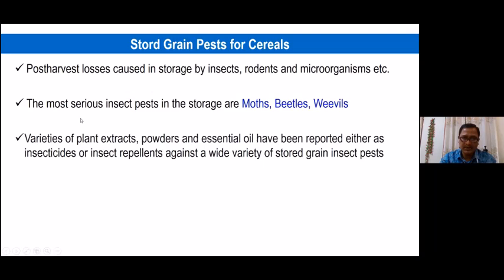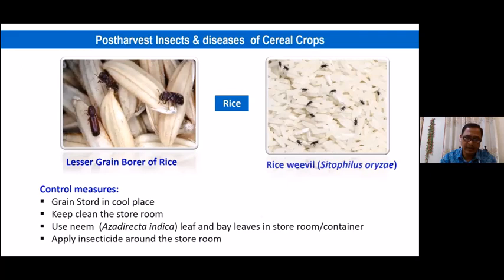Most of the crops are severely affected by mainly storage pests: moth, beetle, and weevils. To control them, a variety of plant extracts, powders, and essential oils have been reported earlier that can be used as insecticides or insect repellents against a wide variety of stored grain insect pests. Then I'll show you some main crop pests here with some control measures.